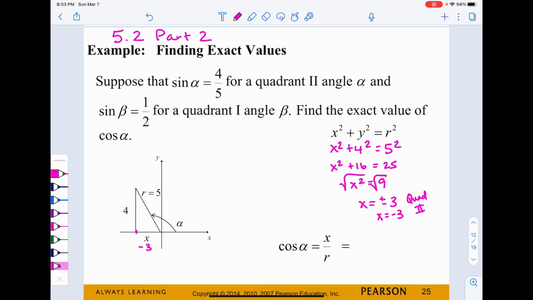So if we're finding our cosine of alpha, we have our x value divided by our radius. We have an x value of -3 divided by our radius of 5. So we used our sine information.